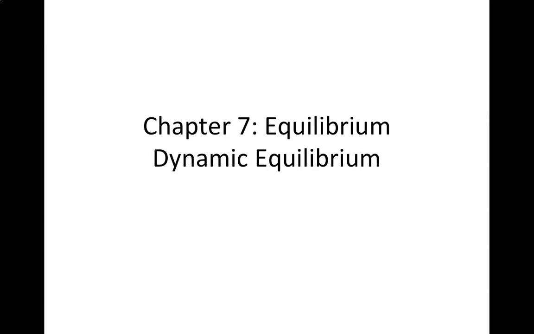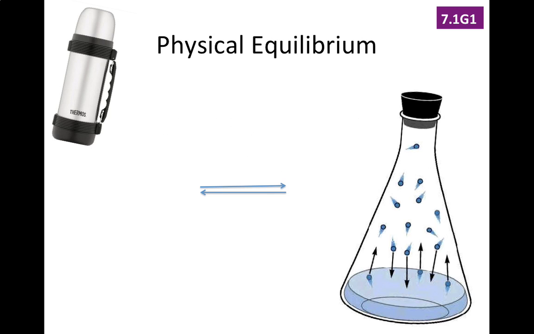This deals with equilibrium, or more specifically, dynamic equilibrium. We can think of this in two ways, either physical equilibriums or chemical equilibriums. And I've got two images there that we'll discuss shortly. First of all, it has to be in a closed system, and that's why I have a thermos here. It's representing our closed system.